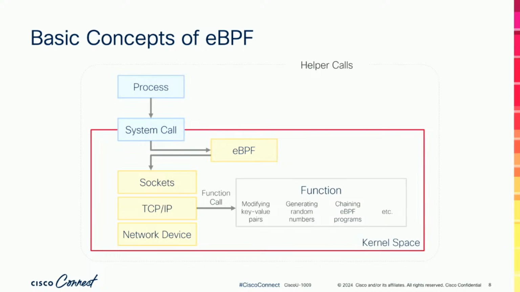eBPF capabilities. And that can range from things like searching for specific content, updating things, generating pseudo-random numbers, collecting and flagging metadata, doing things as well like binding to sockets, retrieving cookies, redirecting packets. There's a lot of capabilities that it can be doing with those helper calls.